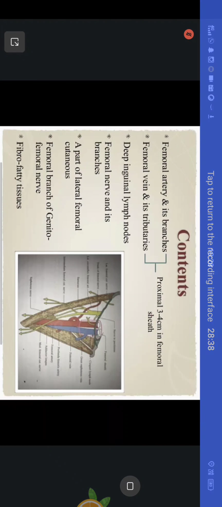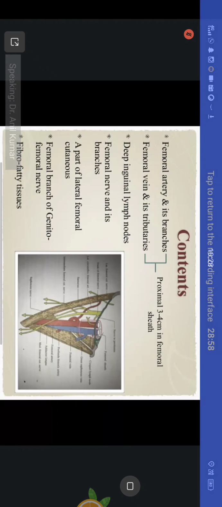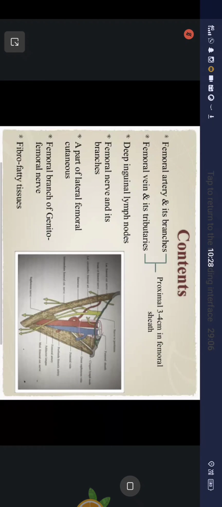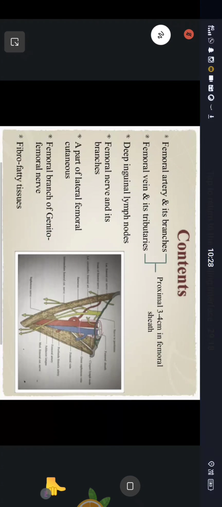Now coming to the contents of this femoral triangle. The main contents of this femoral triangle are three best friends in the body. What are they? Nerve, artery, vein: femoral nerve, femoral artery, and femoral vein. VAN structures, V-A-N. When you observe the diagram, from medial to lateral aspect you can see these structures: vein, artery, and nerve. The femoral vein, femoral artery, and femoral nerve.